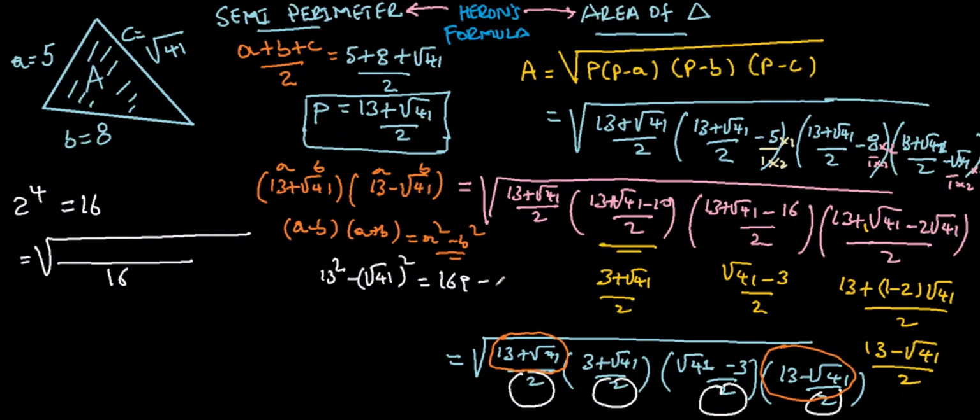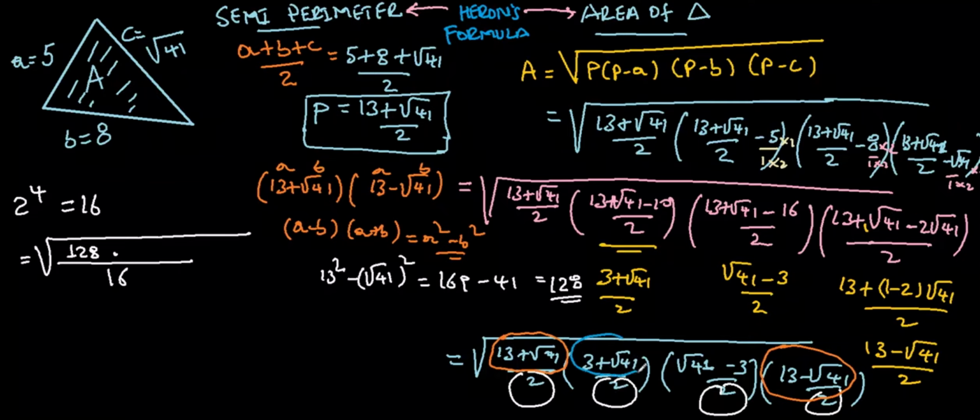This will be 169 minus 41. So 9 minus 1, it will be 8. 6 minus 4, 2, it will be 1. So 128. So 128 times. Then next you have to bring this one.